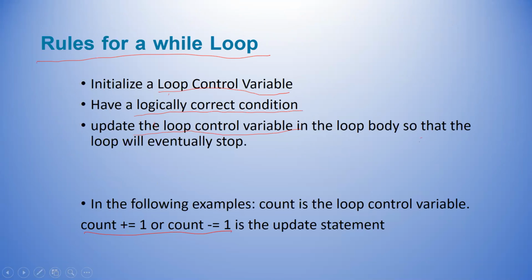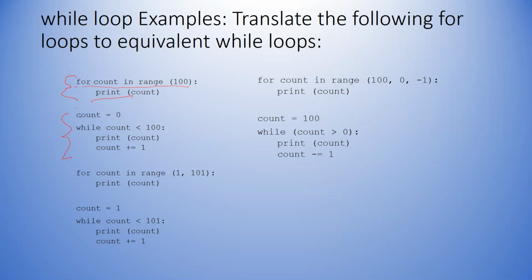Remember, I said initialize the loop control variable. So we want to use count to control the loop. So we initialize it to 0, just like this one is initialized to 0 the first time, right? So count is initialized to 0, and while, that's the keyword you must use. Just like this, for is the keyword. So while is the keyword. Count is less than 100.